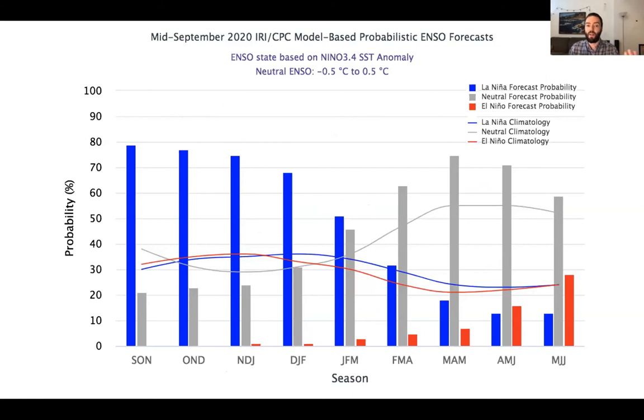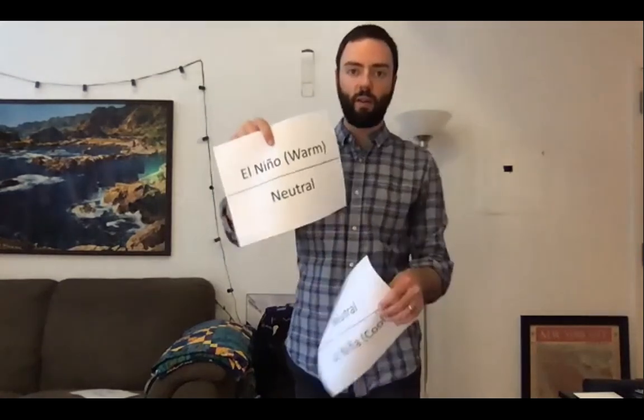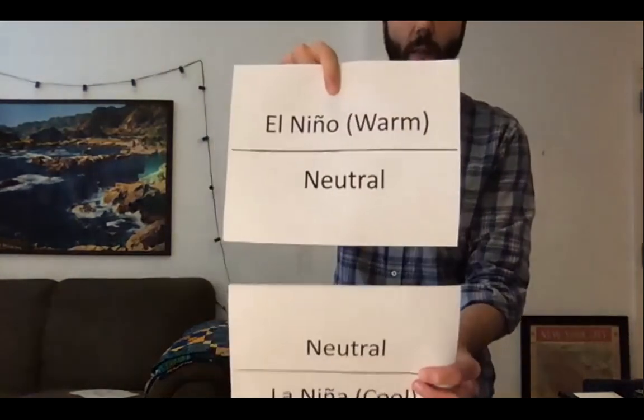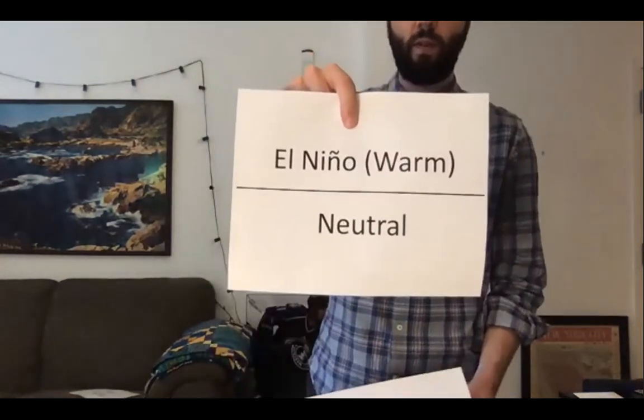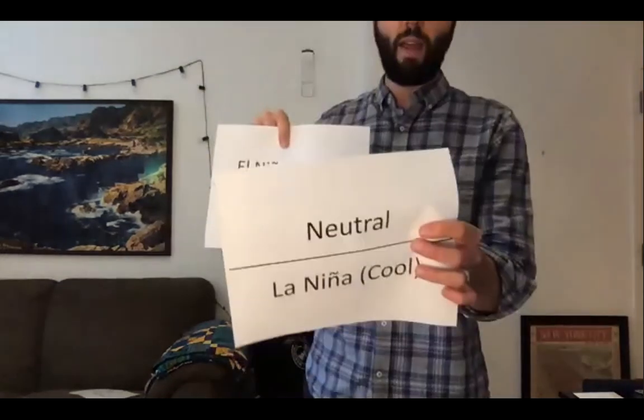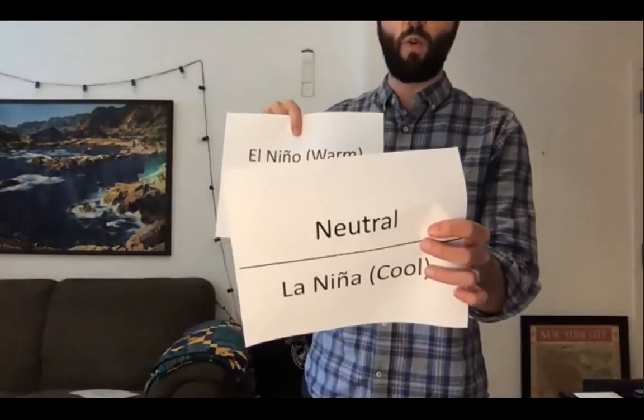So now that we've seen a little bit of the actual forecasts, let's go back to our paper airplanes and make some more forecasts ourselves. Like the precipitation forecasting activity, we're going to have a divider. But in this case, since we have 3 categories, El Nino, neutral, and La Nina, we're going to have 2 different dividers. So again, I've printed out these 2 dividers that will be the boundary between El Nino and neutral on the warm end, and La Nina and neutral on the cool end.